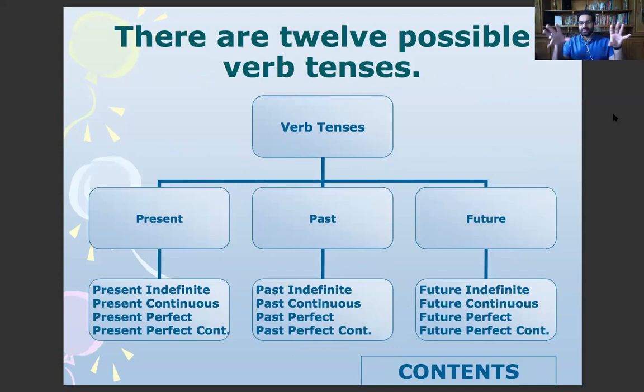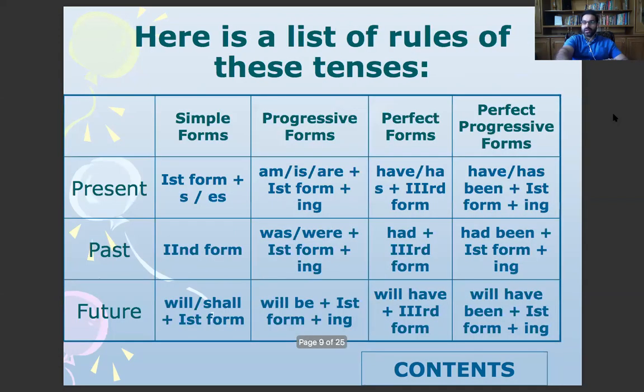So basically, this is the structure. Verb tenses: present, past, future, and the aspects. Present indefinite, past indefinite, future indefinite. Present continuous, past continuous, future continuous. Present perfect, past perfect, future perfect. Present perfect continuous, past perfect continuous, and future perfect continuous. So these are basically tenses. If you still have any queries, you can reach me at my email as well as in the comment box.